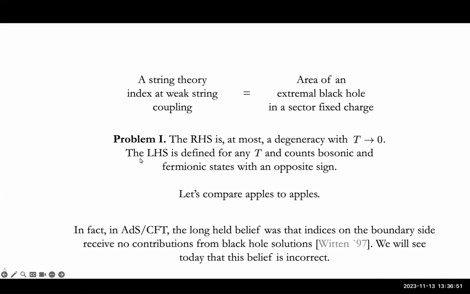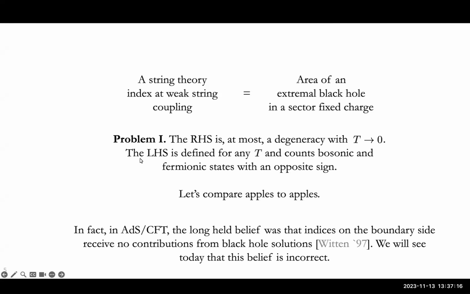In fact, in the early days of AdS/CFT, the long-held belief was that indices on the boundary side receive no contributions from black hole solutions. So this was in Witten's original paper. But as we will see today, this belief is somewhat incorrect. And in fact, there are Euclidean black hole solutions that contribute to an index.